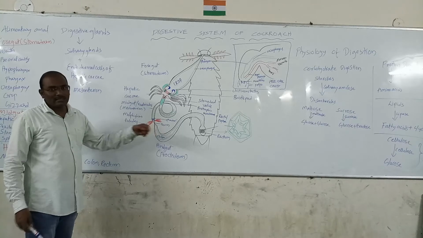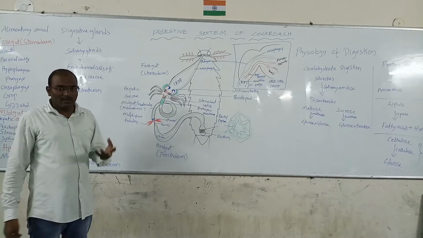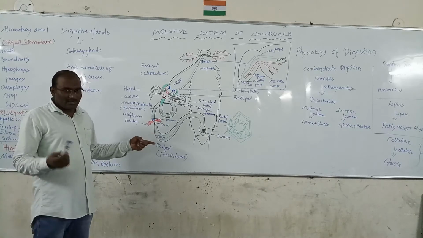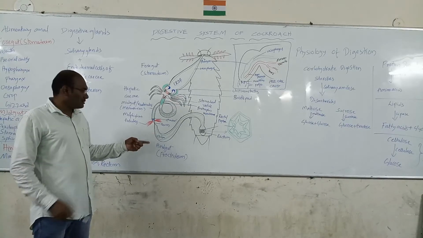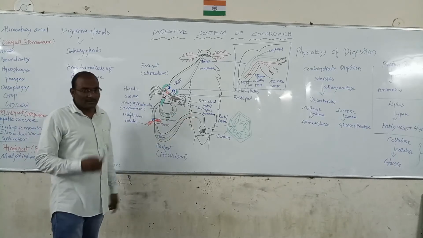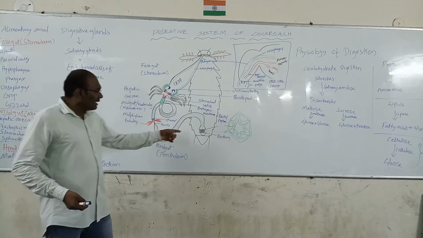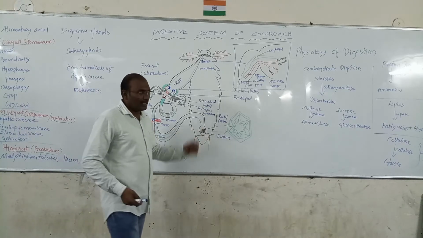Inside of the hindgut, some microbes are present. They produce cellulase enzyme, which is useful for the digestion of cellulose. Later, undigested waste material is sent into the rectum. From this, any water molecules, H2O, are absorbed by the rectal papillae.